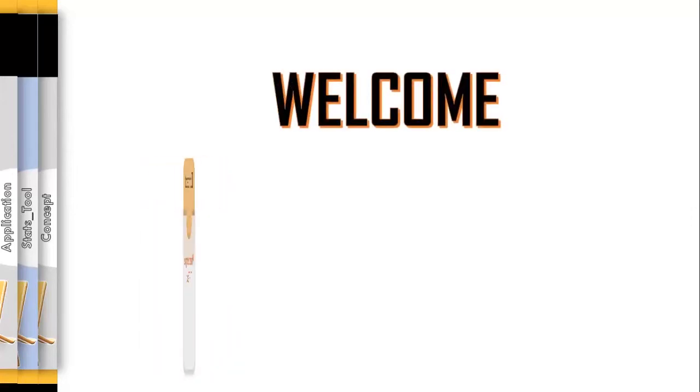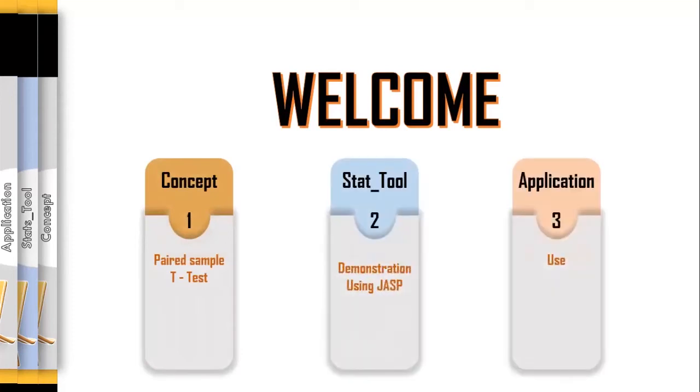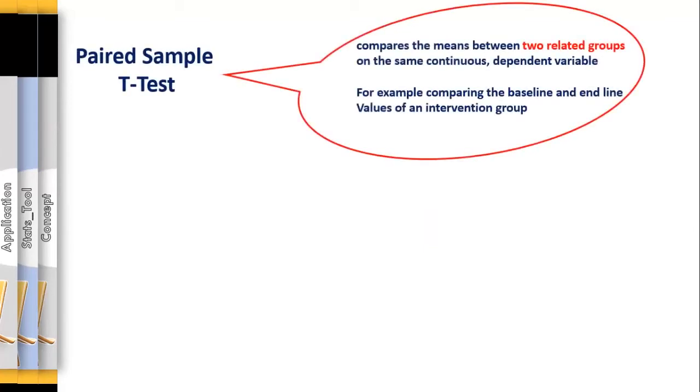In today's brief video, we're taking a look at the concept of paired sample t-test. We will demonstrate this using JASP, and as we do, we'll come to appreciate its statistical application. Paired sample t-test compares the means between two related groups on the same continuous dependent variable.